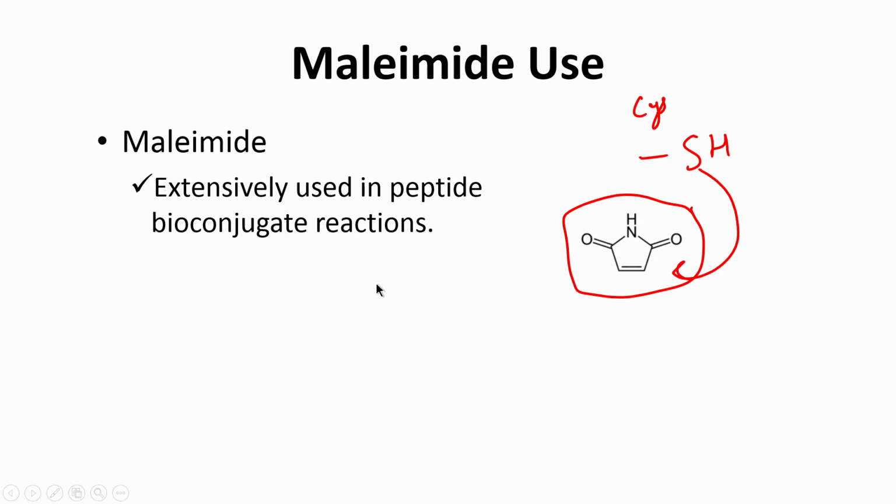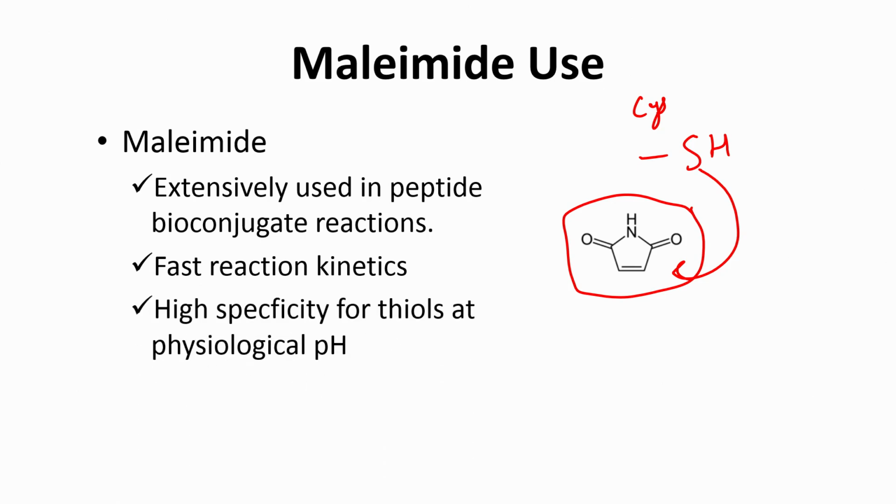This is again very extensively used in peptide bioconjugate reactions, but here they are now proposing to use it with hydrogels. The reaction kinetics is very fast, as you will see in the rest of the data in this paper. It has very high specificity for thiols. At physiological pH, which is what we are looking at for most biological applications, this maleimide group has a very high affinity and specificity for thiols, so it will not have too many side reactions going around. So, let us see what they have done in this paper.